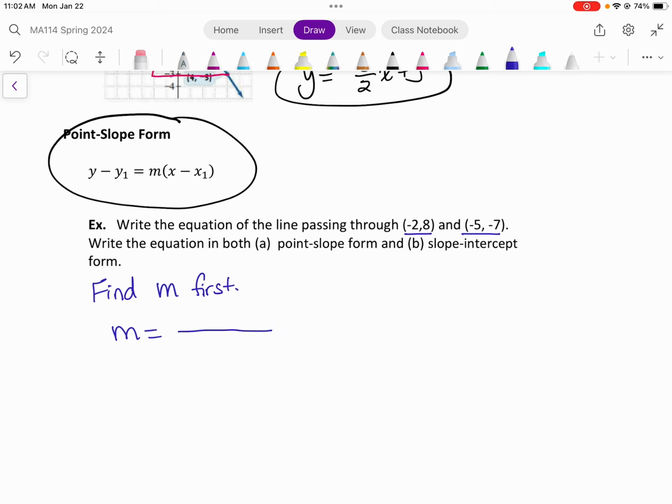So we subtract our y's over our x's. So -7 take away 8 over -5 take away -2. So -15 over -3, which is +5.